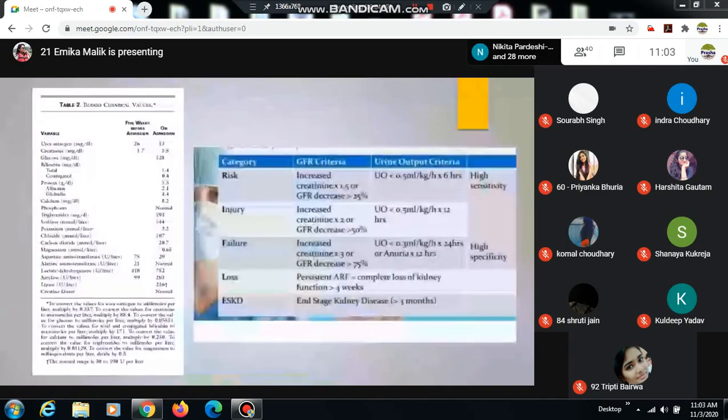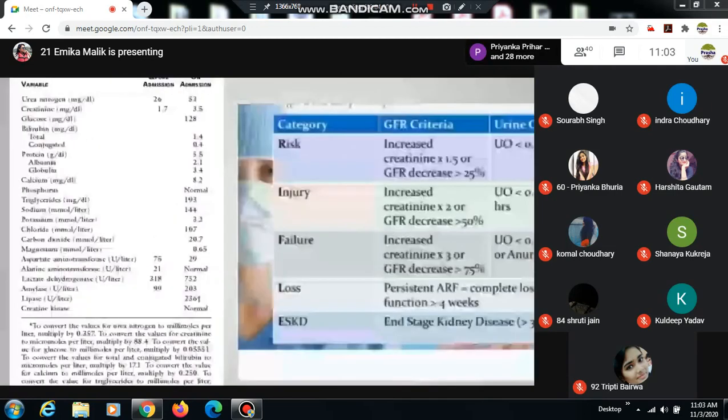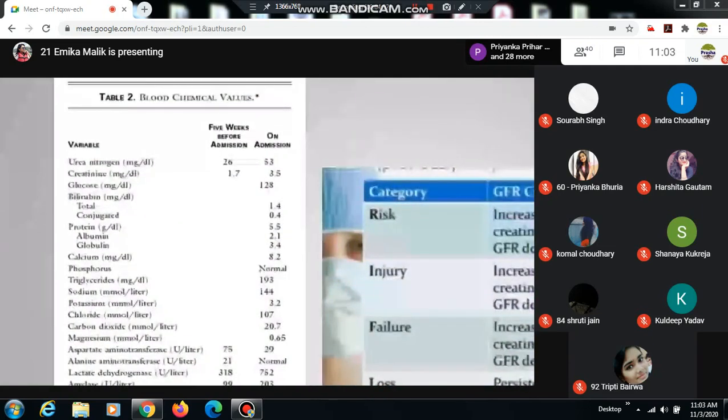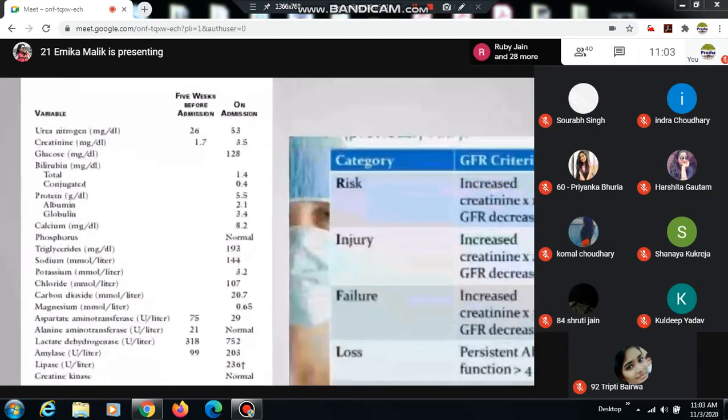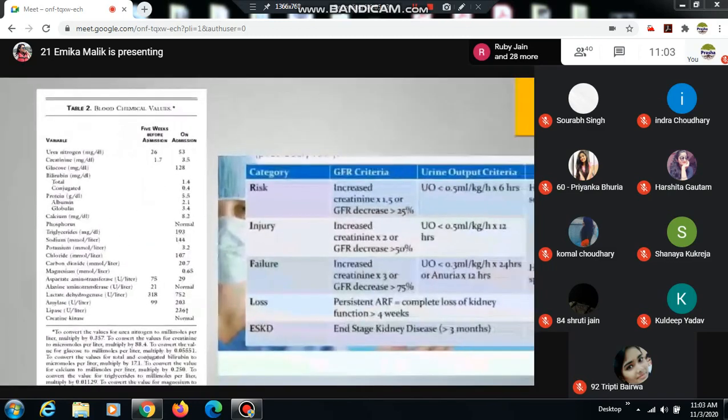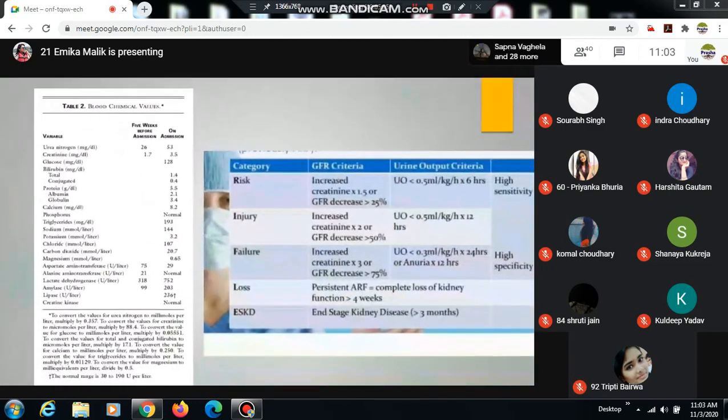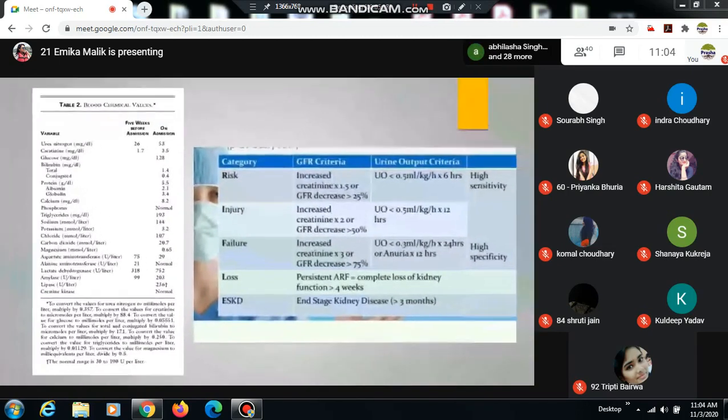This is an RFT test of a 52-year-old lady who has acute renal failure. In this, BUN and creatinine levels are elevated, with other salt alterations. Here we can see a creatinine level above 3 can cause failure. GFR decrease of more than 75% can cause failure, and end stage kidney disease can be seen.